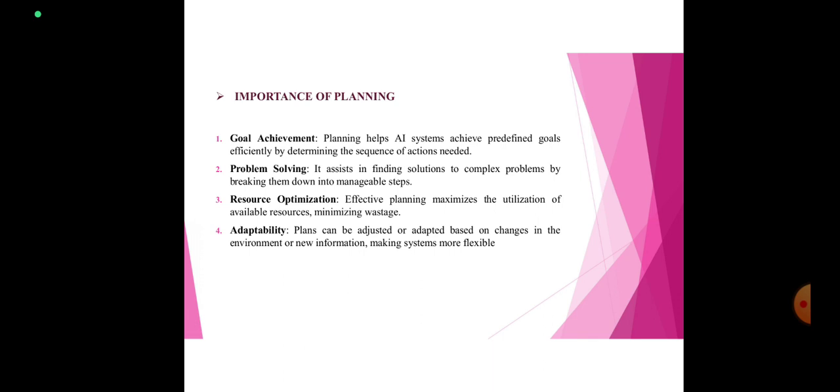Next one is adaptability. We know that plans can be adjusted, so it is an important factor of planning that it can be changed based on the environment and the new information, which makes it more flexible, and it helps to find out the desired sequence of actions which reaches the desired state or the goal state.